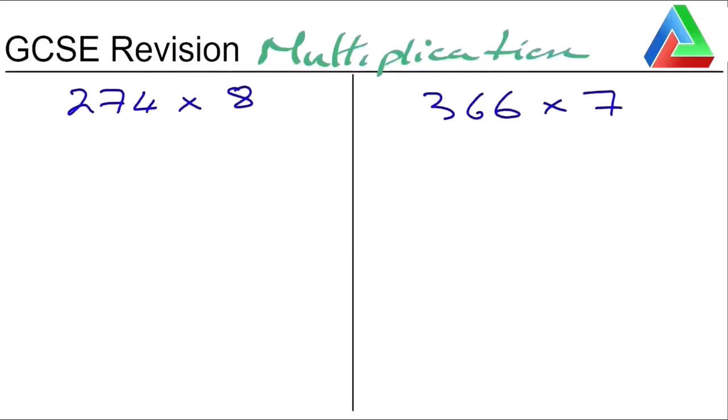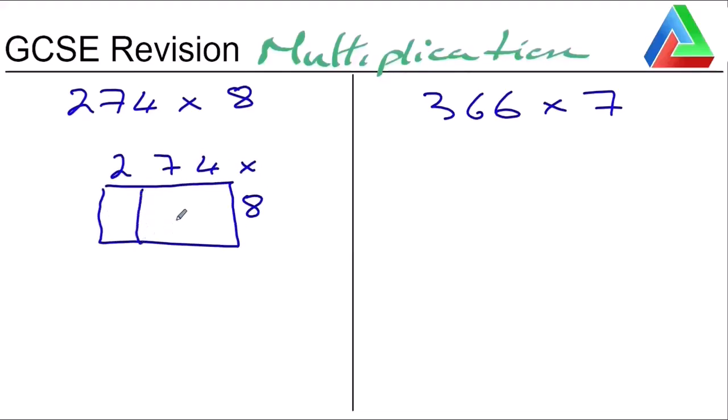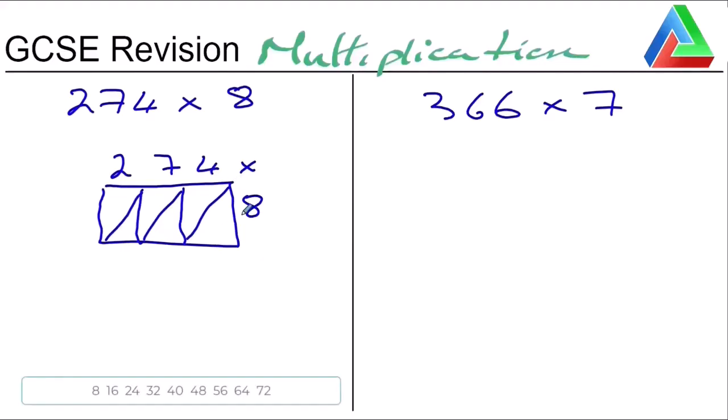All right, let's do 274 times 8. So again, we write it like this, and we draw a box. And the box has to be a bit longer this time, because we need a column for the 2, a column for the 7, a column for the 4, and a row for the 8. And then we draw the diagonals, and this time there's 3 diagonals. Now we're set up. We have the 8 times table, 8 4s are 32, 8 7s are 56, 8 2s are 16.